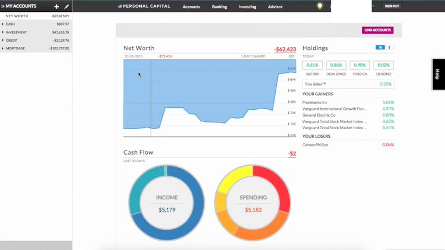So the first thing that you'll see here is your net worth, and because of our home mortgage, we're currently in the negative, but it is going up. It's got a nice picture and it shows you the last 30 days.